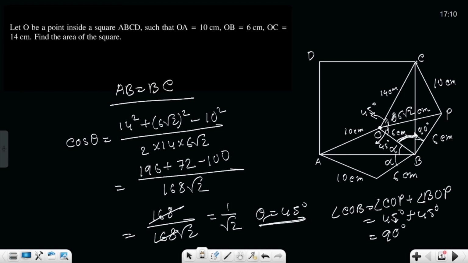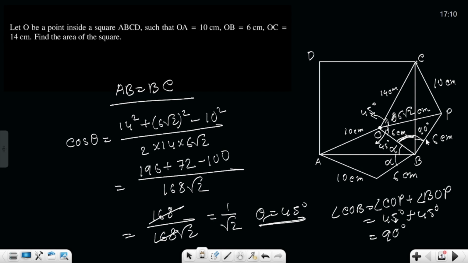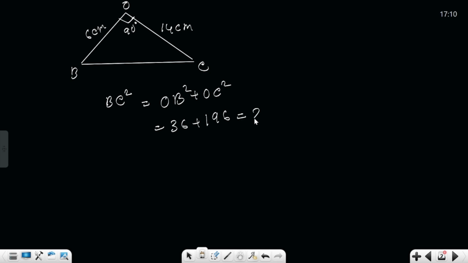Now OB is equal to 6 centimeter, and OC is equal to 14 centimeter, right? We need to find the length of BC. So we will apply the Pythagoras theorem. BC square will be equal to OB square plus OC square, right? So OB square is 6 square, which is 36, plus OC square is 14 square, which is 196. So the answer will be 232 centimeter square.